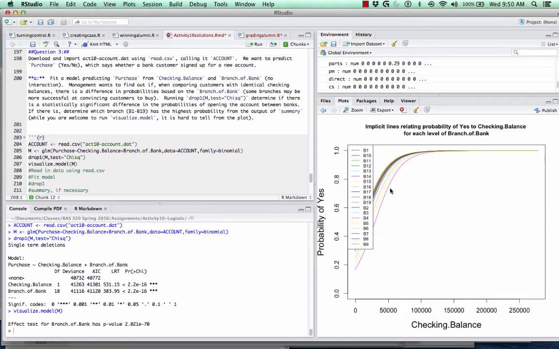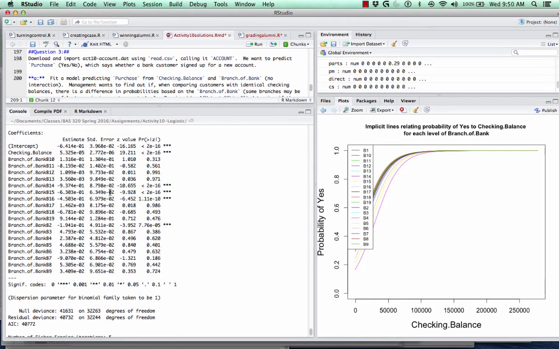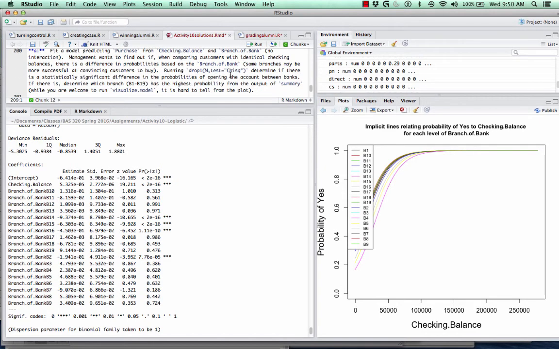I can tell you that this pink curve here definitely has the lowest value. But is that B14? Is that B4? These colors look a little bit too similar here, so we need to actually look at the results of the summary. All right, so the coefficients of the indicator variables are telling us something about the relative probability between that branch and the reference branch, whatever level comes first alphabetically.